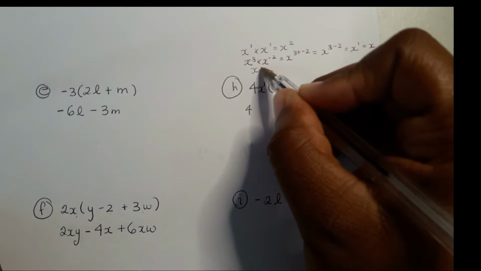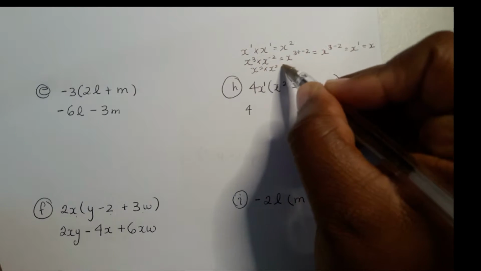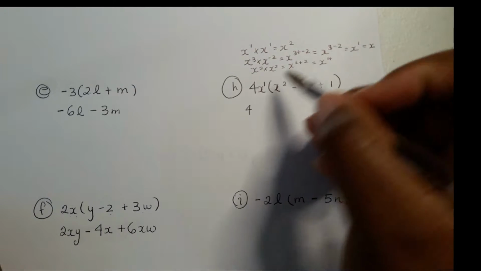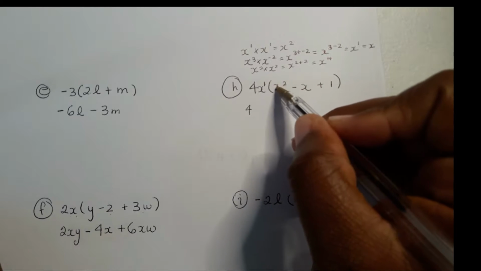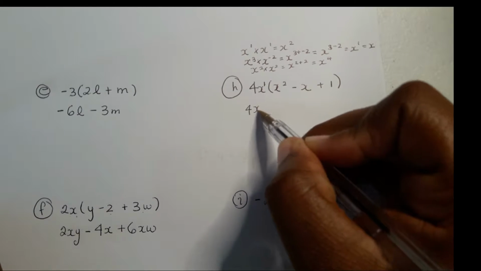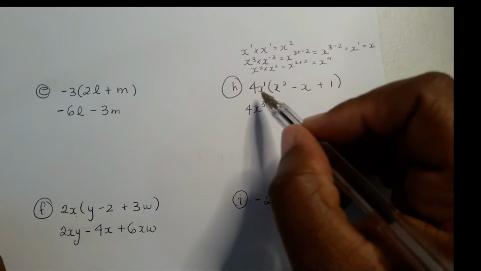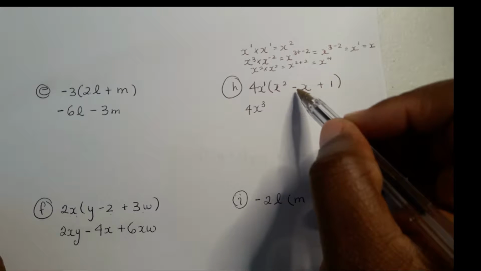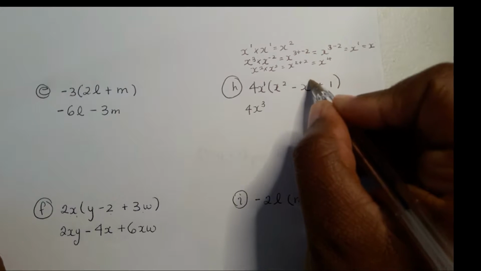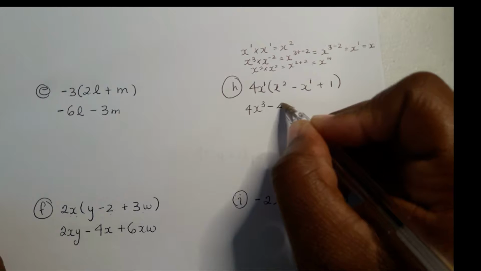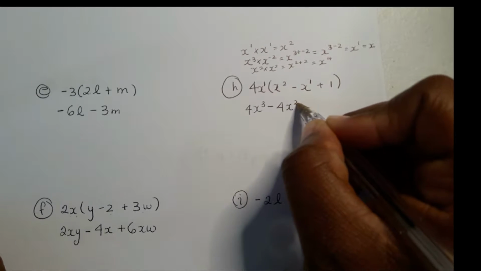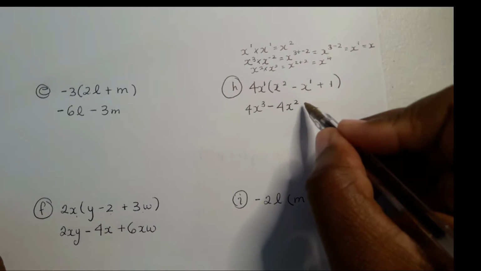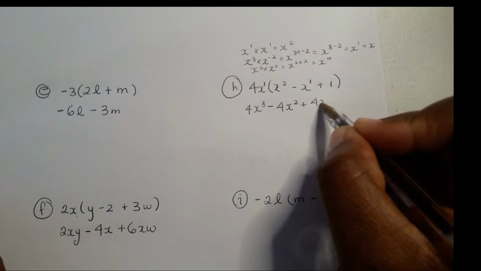If you have x to the 2 times x to the 2, again it's x to the 2 plus 2 equals x to the 4. So since this is x to the 1 and this is x to the 2, it's going to be x to the 3. You just add it. And so 4x to the 1 times negative x will give you negative 4x squared. And then this times 1 will give you back the same thing, 4x.